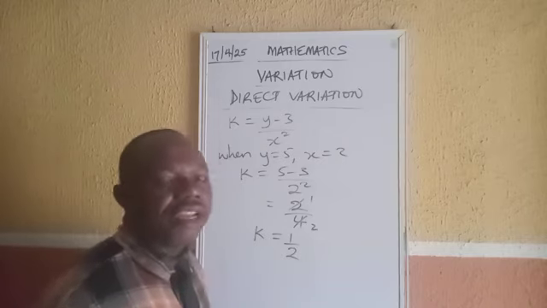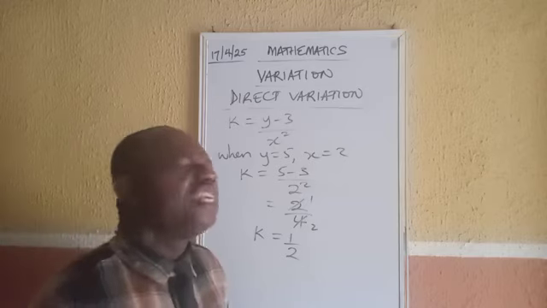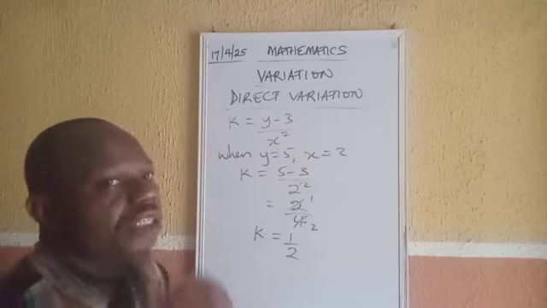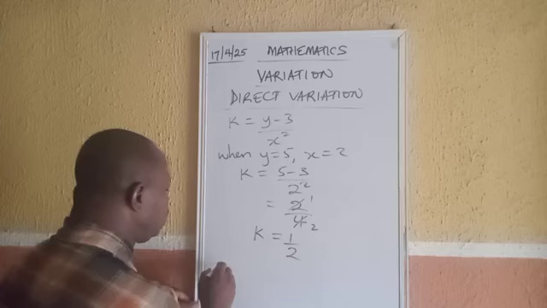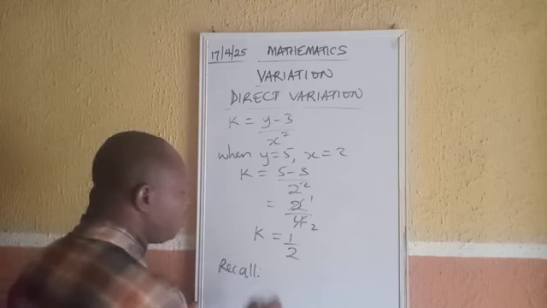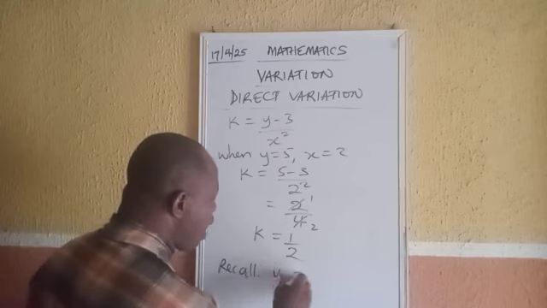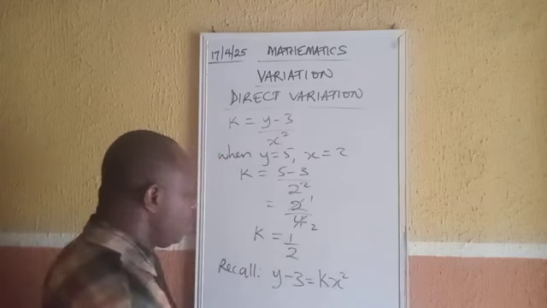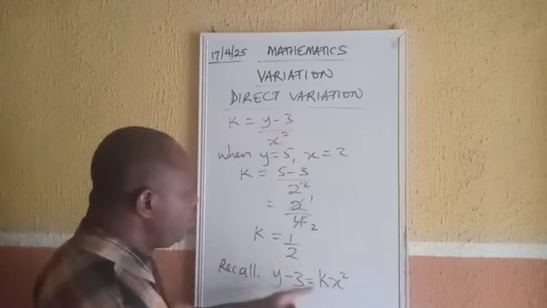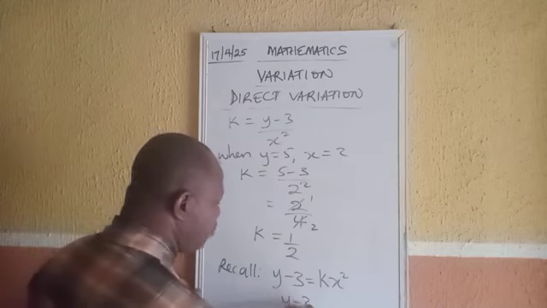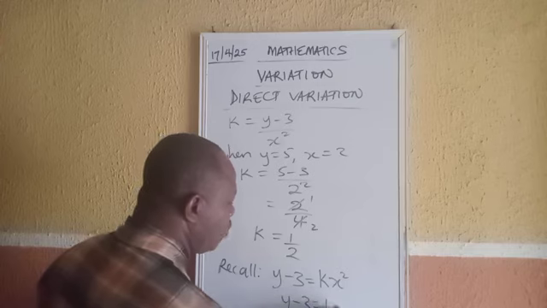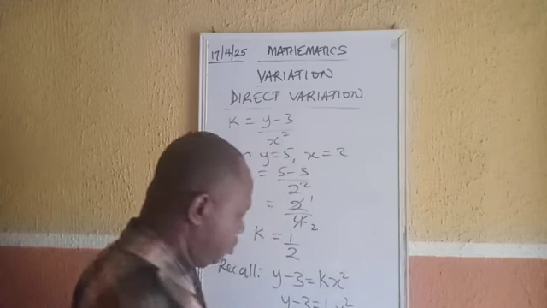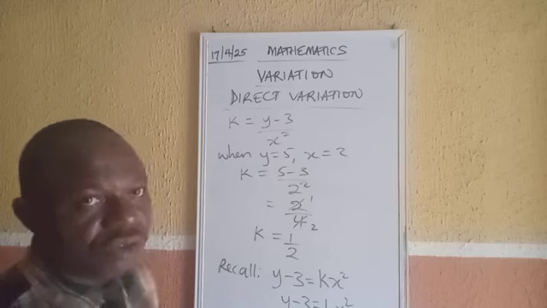After getting the value for k, we now obtain the law of variation. How do we obtain the law of variation? Do you recall that point where we introduced our k into the relationship? So we say recall. What are we recalling? That y minus 3 equals what? K x squared. We now input the value for k inside. That becomes y minus 3 equals 1 over 2 x squared. This is the law of variation.